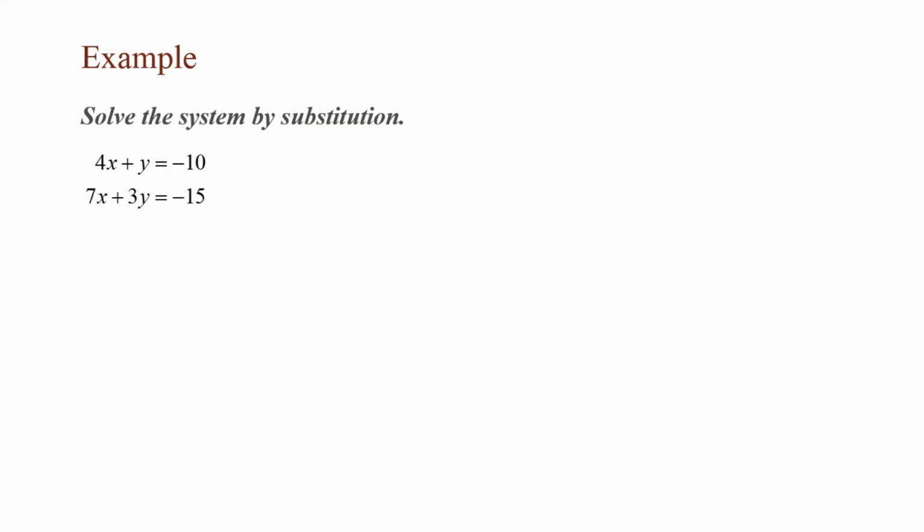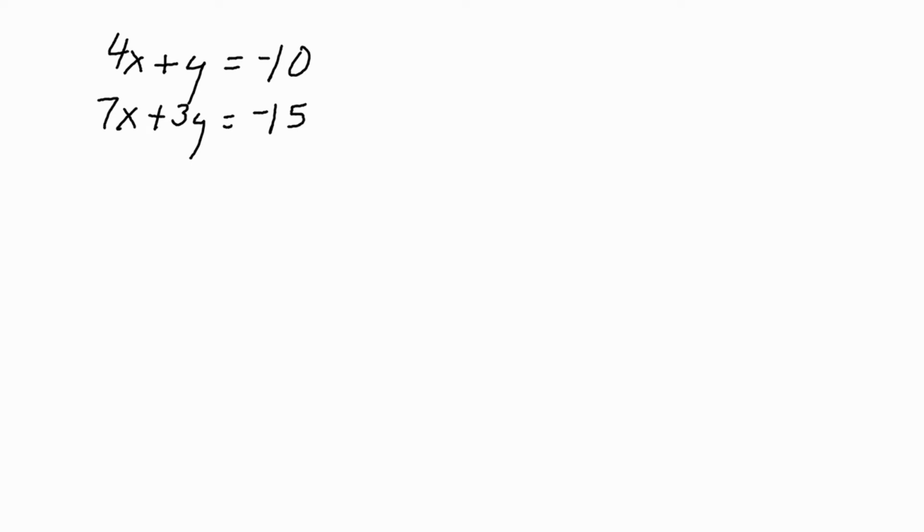In this example, we want to solve the system by substitution. 4x plus y equals negative 10. 7x plus 3y equals negative 15. Since I'm using substitution, I need to pick one of my equations and solve for either x or y. I can do this with the 4x, the y, the 7x, or the 3y.